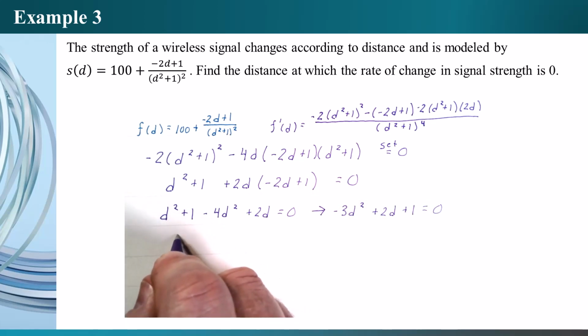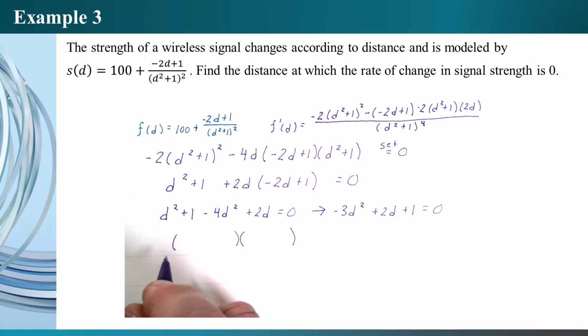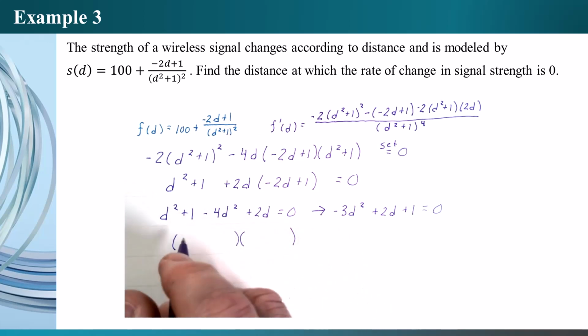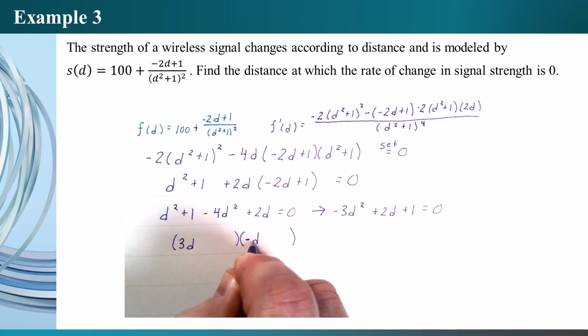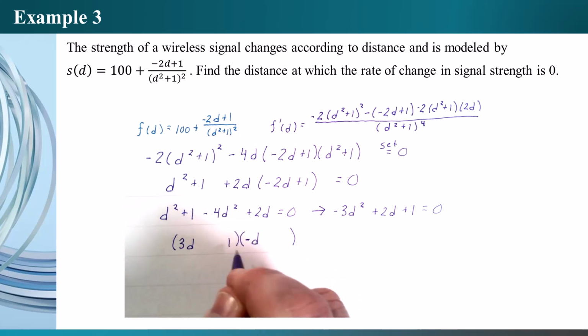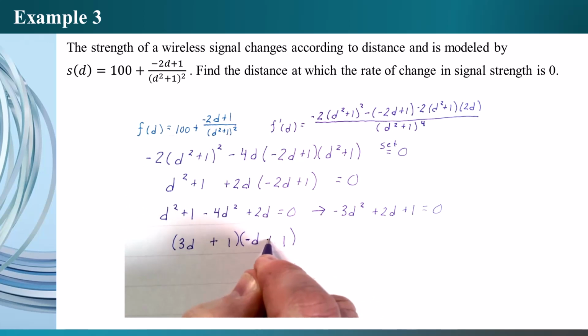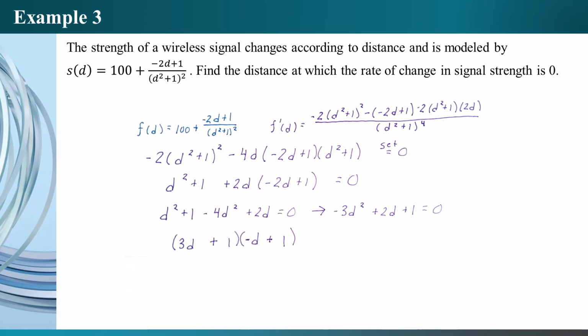Well, now let's see if we can factor this. I'm going to try something like 3d and a negative d. And let's try 1 and 1 with a plus sign in both places. And it looks like if we multiply this out, we get negative 3d squared plus 2d plus 1.